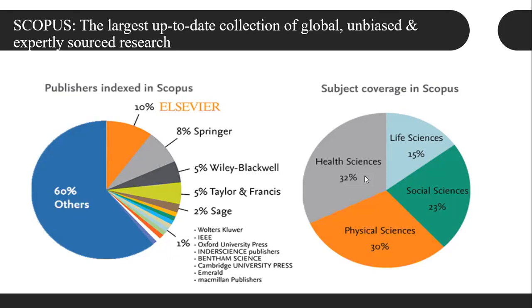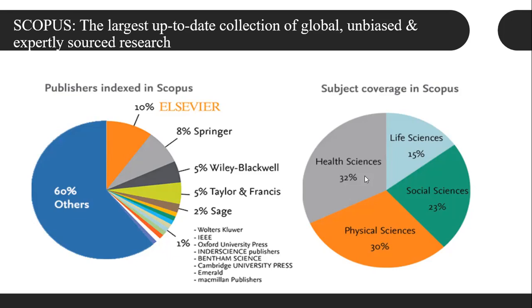If you look at the subject coverage in Scopus, a statistic provided for 2015-16, you will find that the highest percentage is for health sciences, 32%, followed by physical sciences 30%, social sciences, and then life sciences 15%. And this is the most attractive part for Scopus journals, which represent 10% of the publisher indexes in the journals.